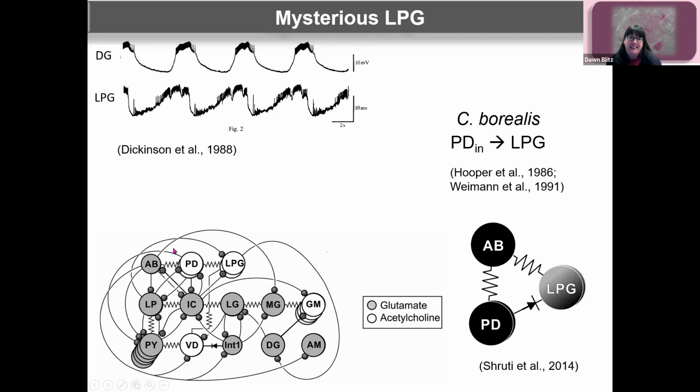I was certainly negligent about this over the years. I think of the dilators as the cholinergic neurons in the system, but LPG innervates both constrictor and dilator muscles. And it turns out that it has retained its cholinergic phenotype.